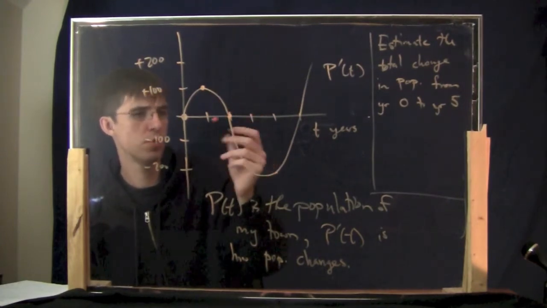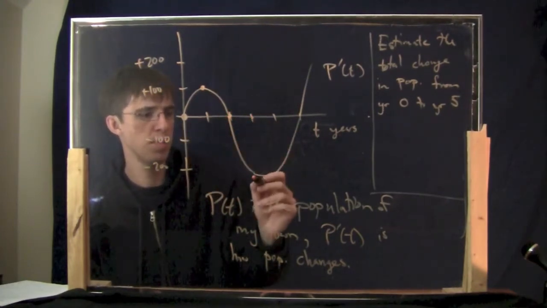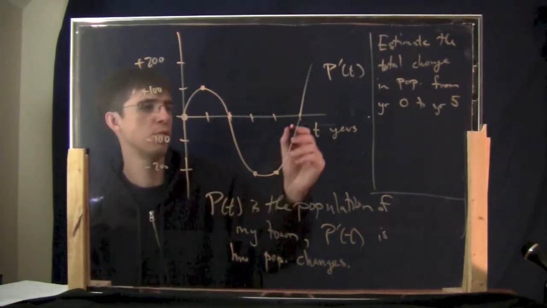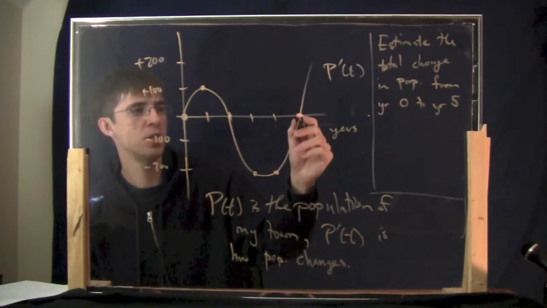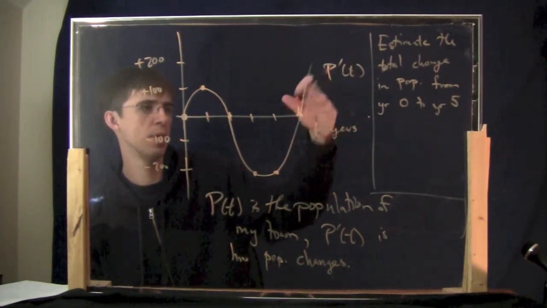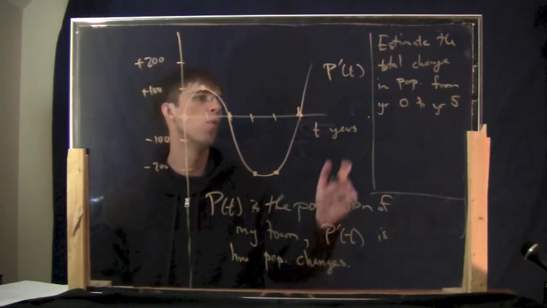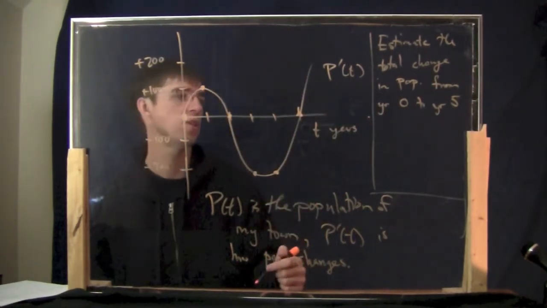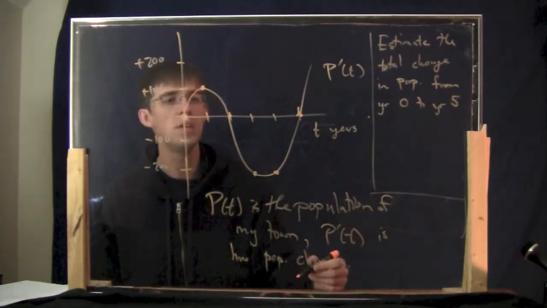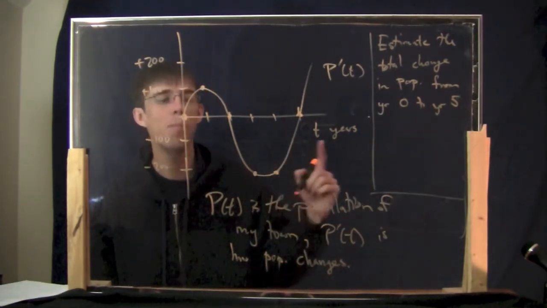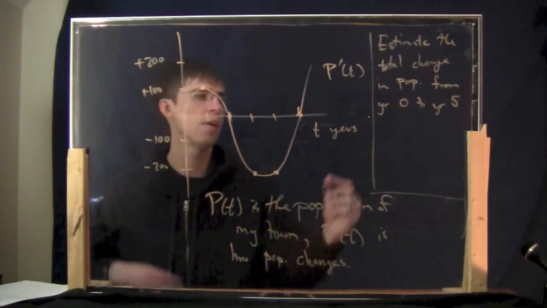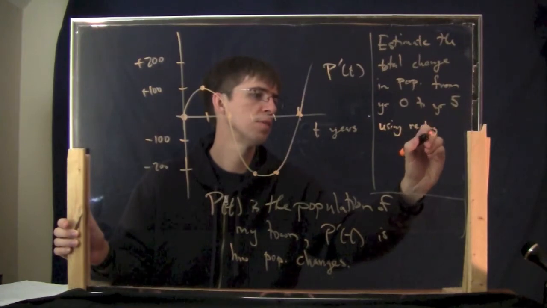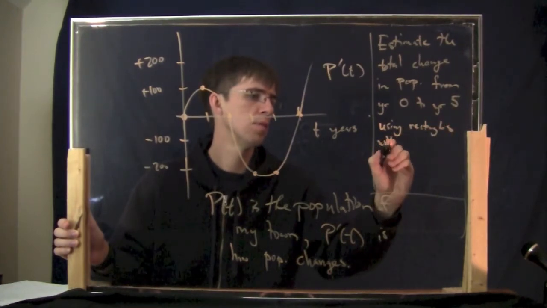In year 2, again, there was no change. In year 3, the population was down by 200 people. Year 4, again, down by 200 people. Year 5, the population did not change. In year 6 and beyond, the population increased again. What I would like you to do, your job, is estimate the total change in the population of my town from year 0 to year 5. And I have to tell you more about your strategy here. I'm going to say using rectangles.